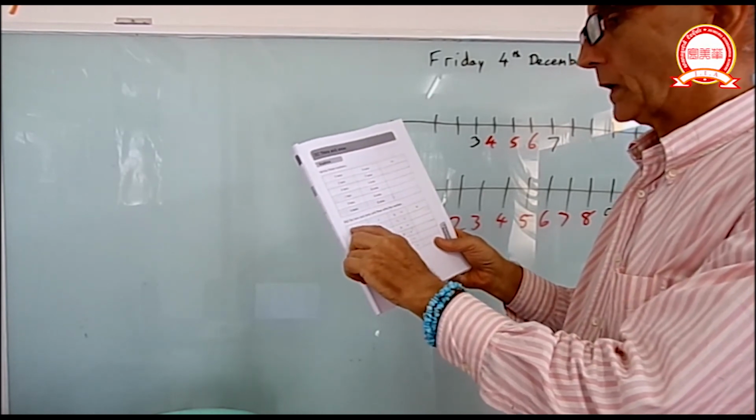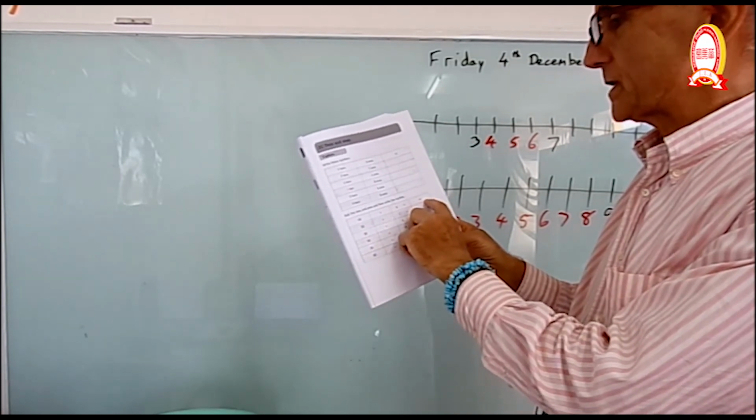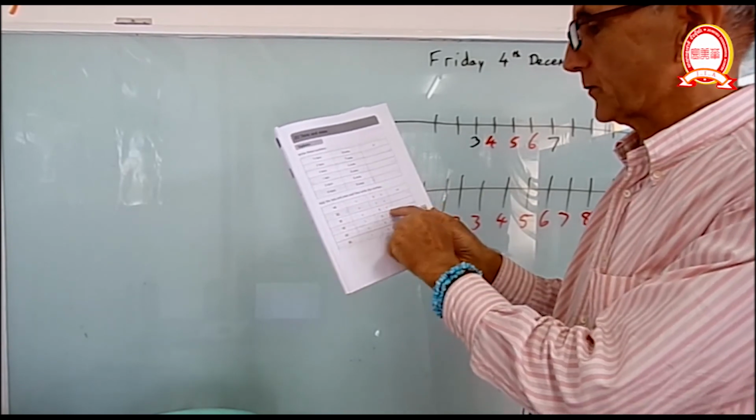Now then, here we've got sums to do. 40 plus 6 equals 46. 20 plus 1 equals, and you write the answer. And do the same thing for all the other questions.